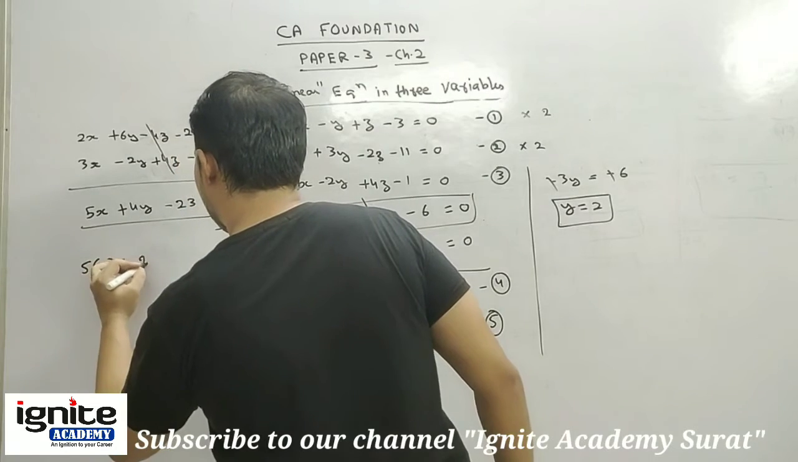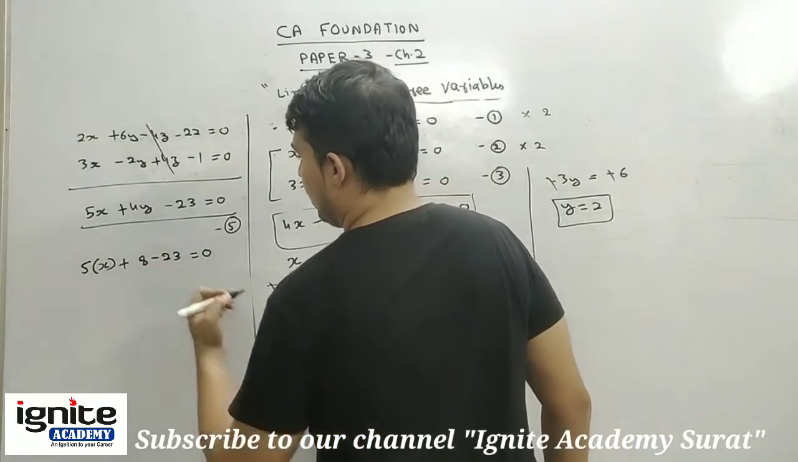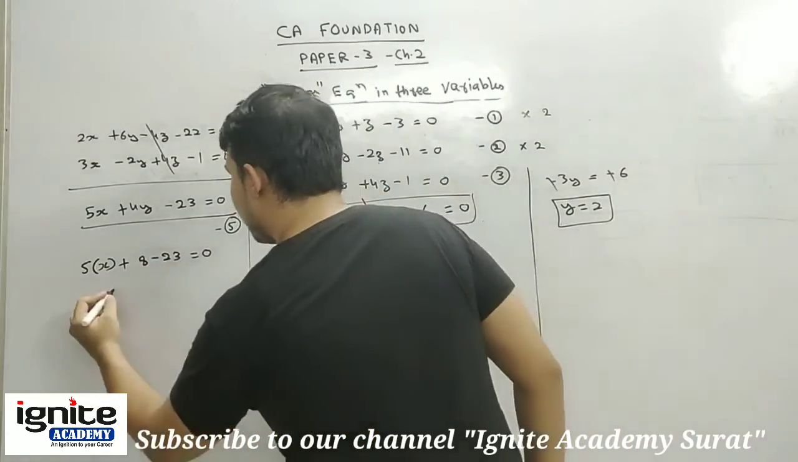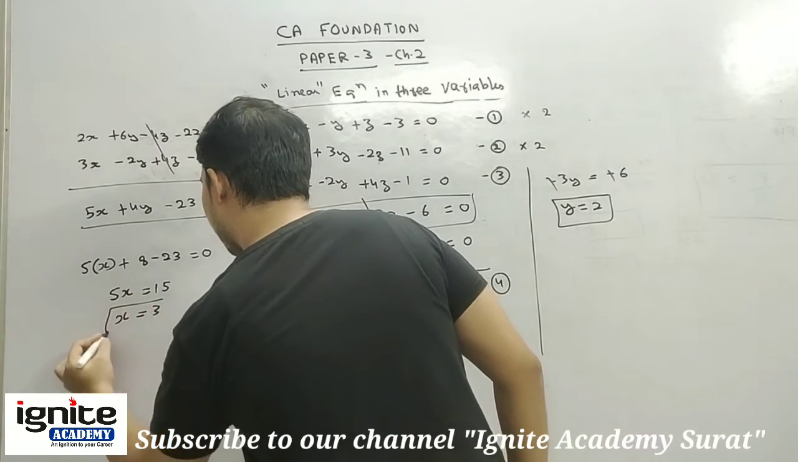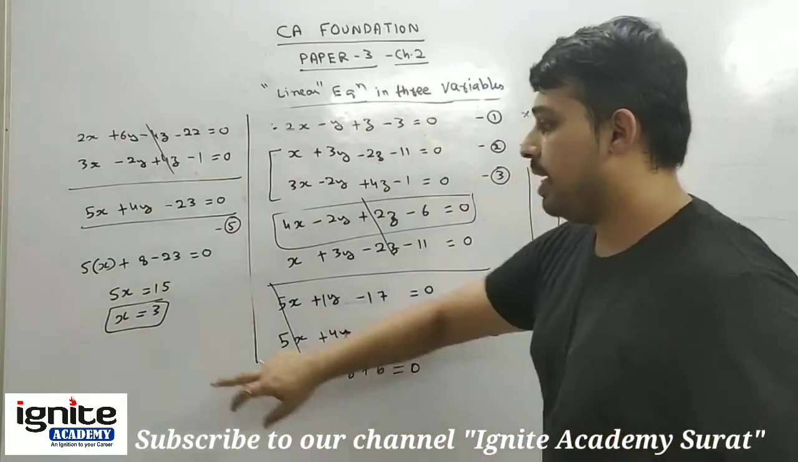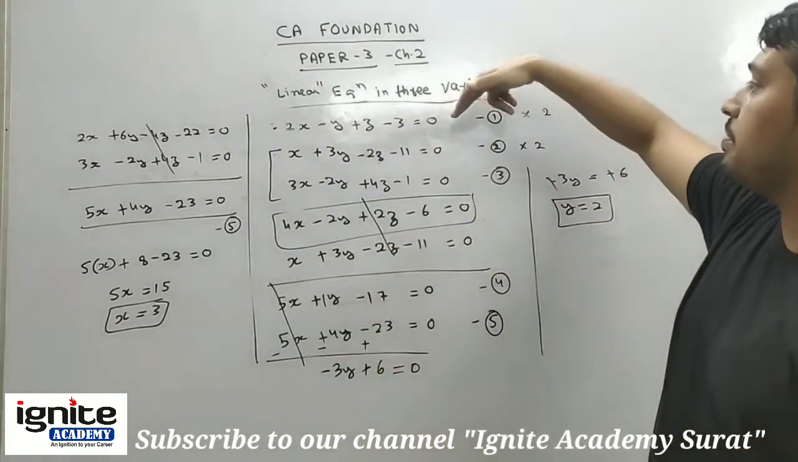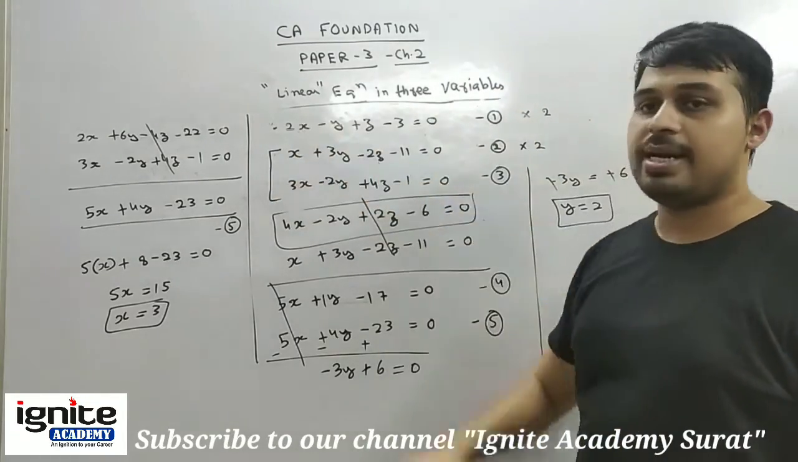5x plus 8 minus 23 equal to 0. Plus 8 minus 23 is minus 15. It will go to that side. So 5x will be equal to 15. Therefore, x is equal to 3. x is equal to 3, y is equal to 2. Now you put both these values of x and y in the given equation in the question. You will easily get z.